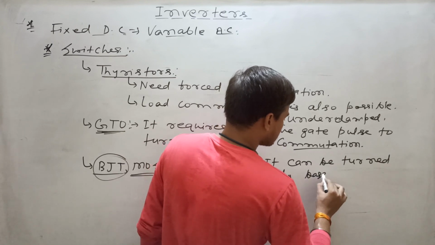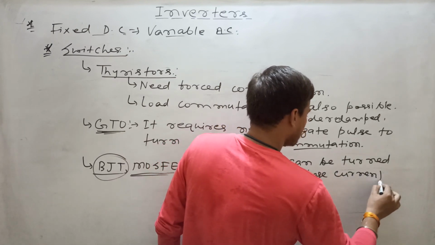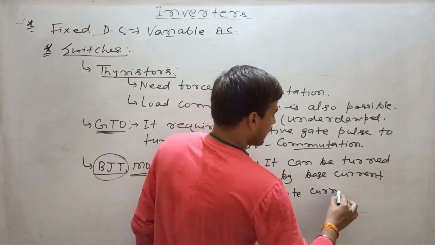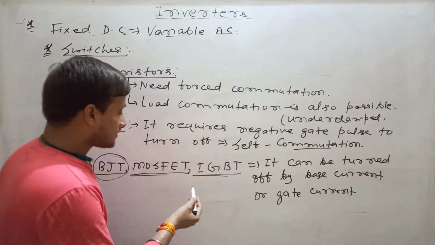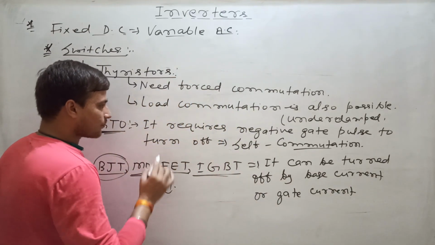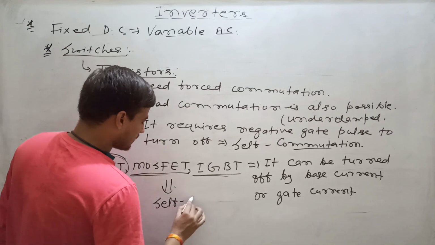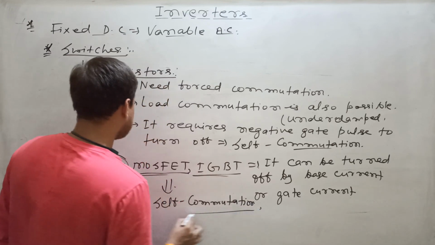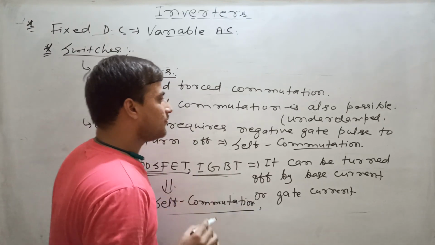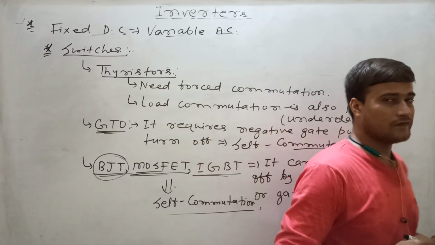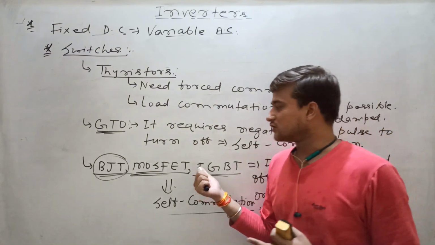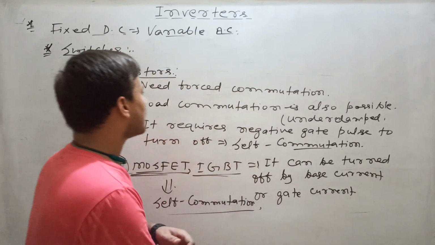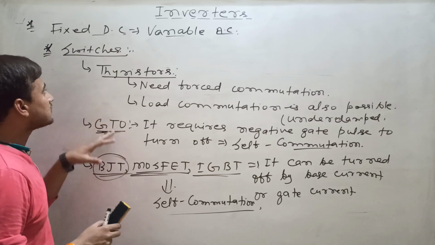by base current or gate current. Hence these devices are also supporting self commutation. This is the reason mainly MOSFETs, IGBTs are used in the case of inverters. Clear? And you know that MOSFETs, IGBTs, these are having highest switching frequencies. So this is all about the switches.